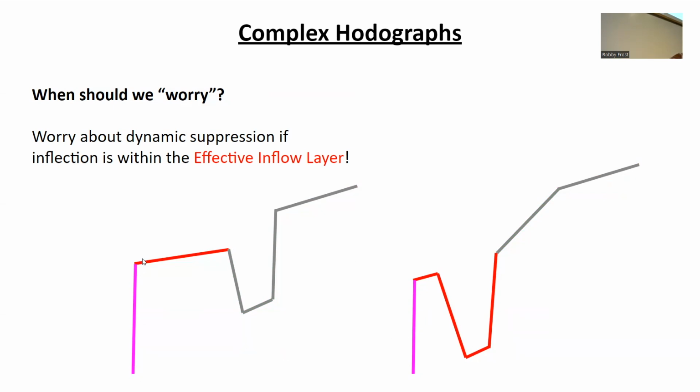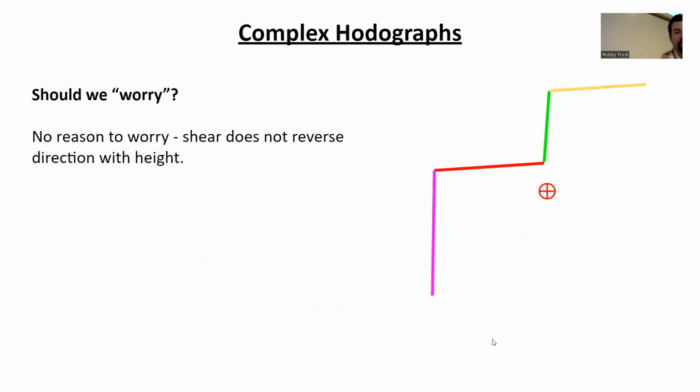So in the left hodograph, you see that the entire effective inflow layer has a nice broadly curved hodograph. That's good. We don't care about suppression in this case. This hodograph on the right, though, has the inflection entirely within that effective inflow layer. This is no good, no bueno. So when should we actually worry then?